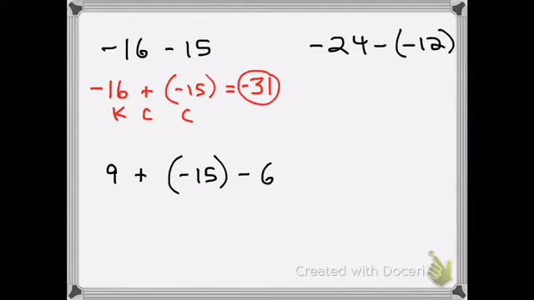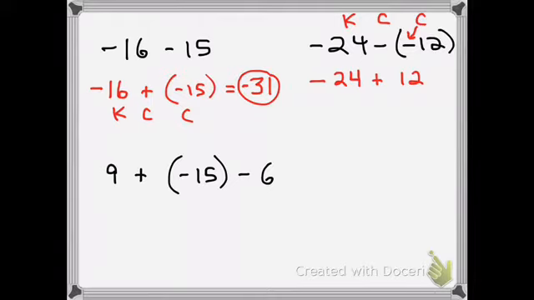All right, same thing here. We'll do keep, change, change. So we keep the first one. It still stays negative 24. We're going to change the subtraction to addition. And since this is actually negative, first time we're seeing this, we're going to change it to a positive. All right, now the signs are different, so we actually will subtract. And since this is a larger number over here, it's going to be a negative result.